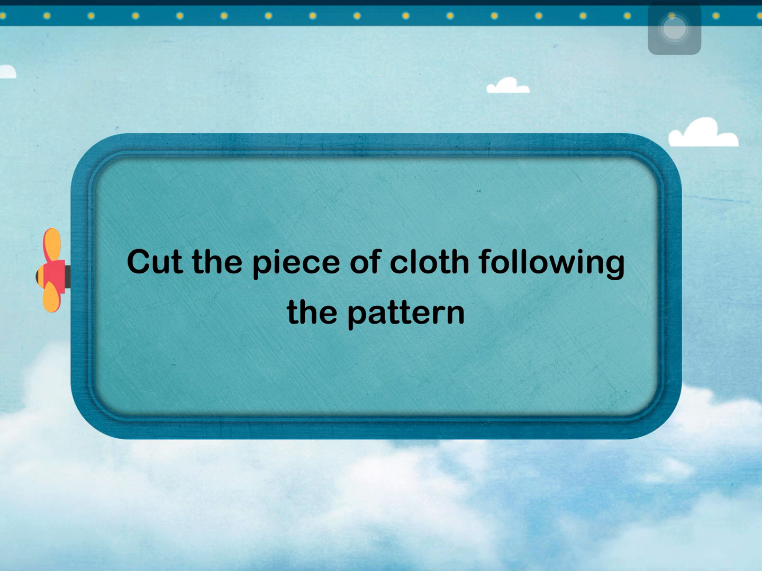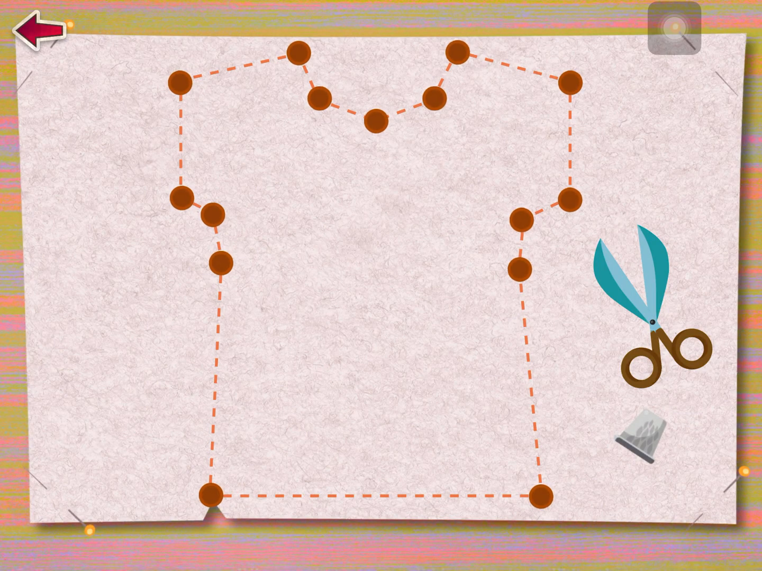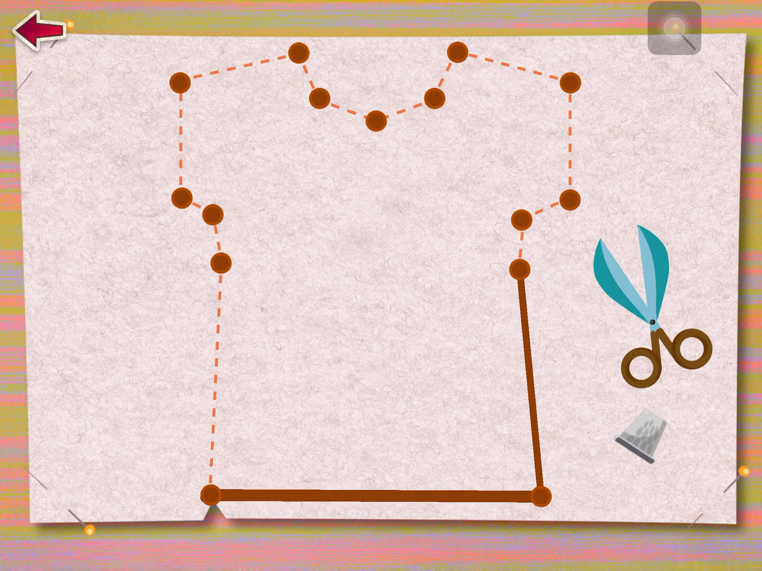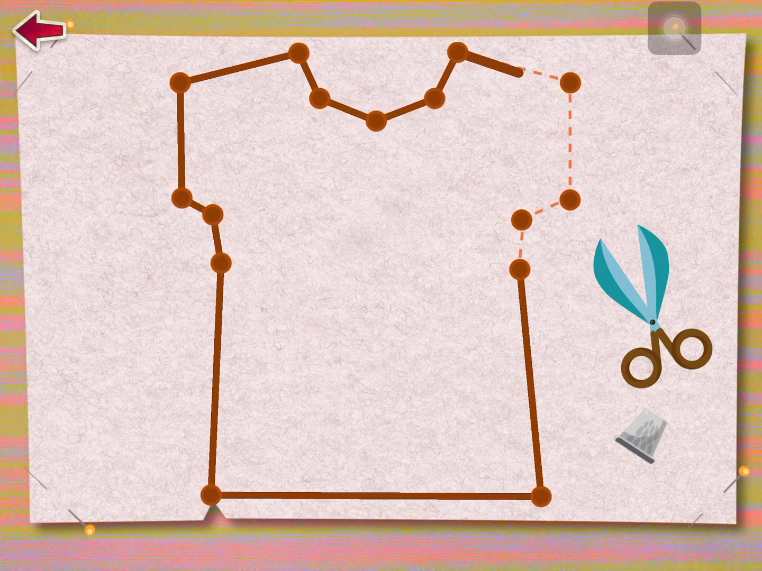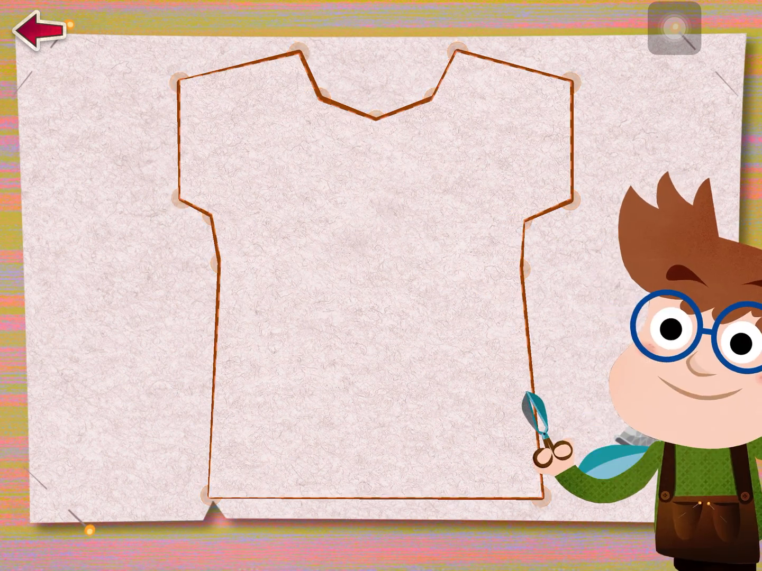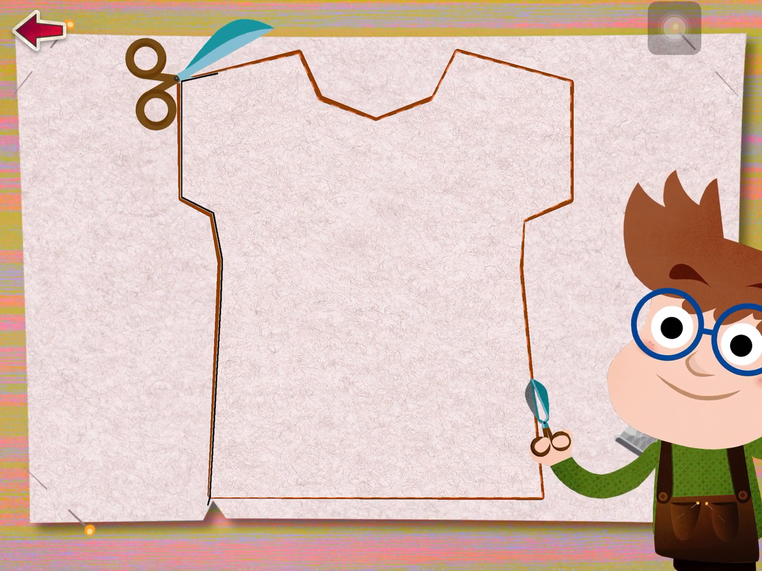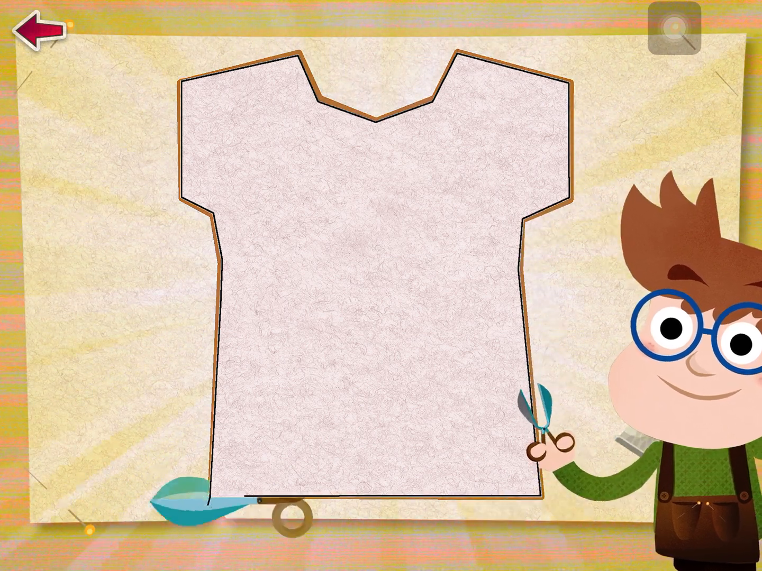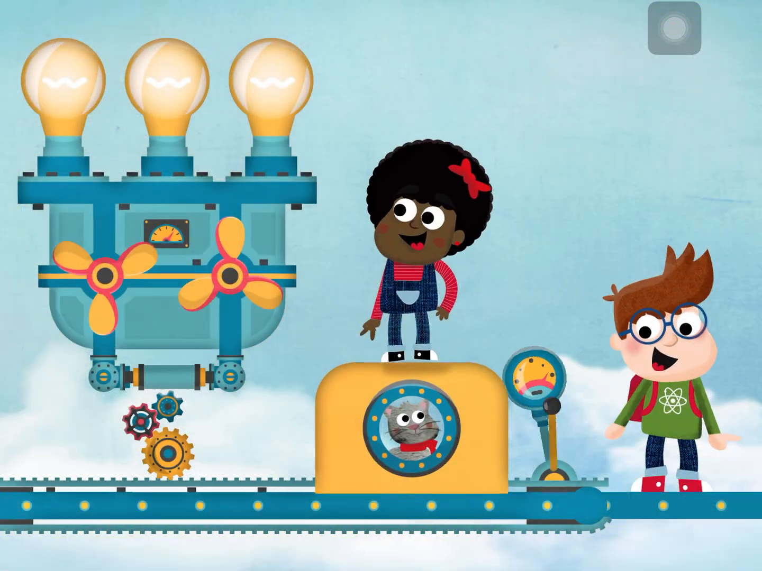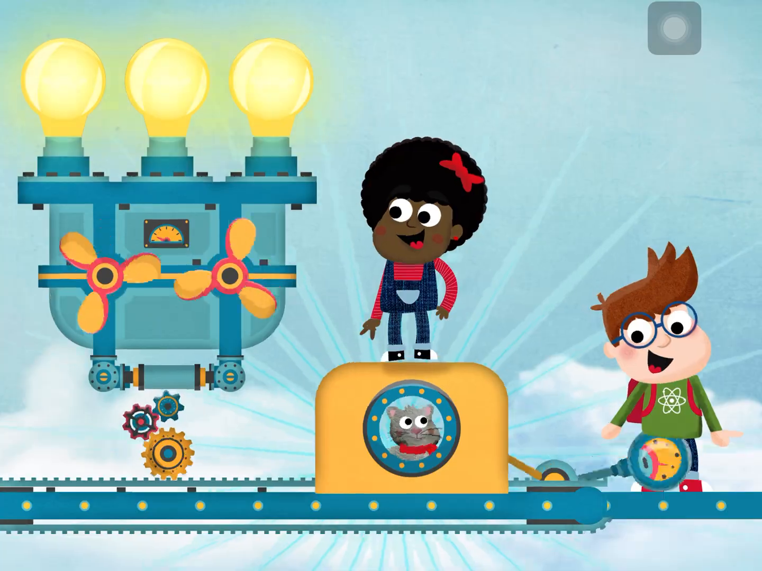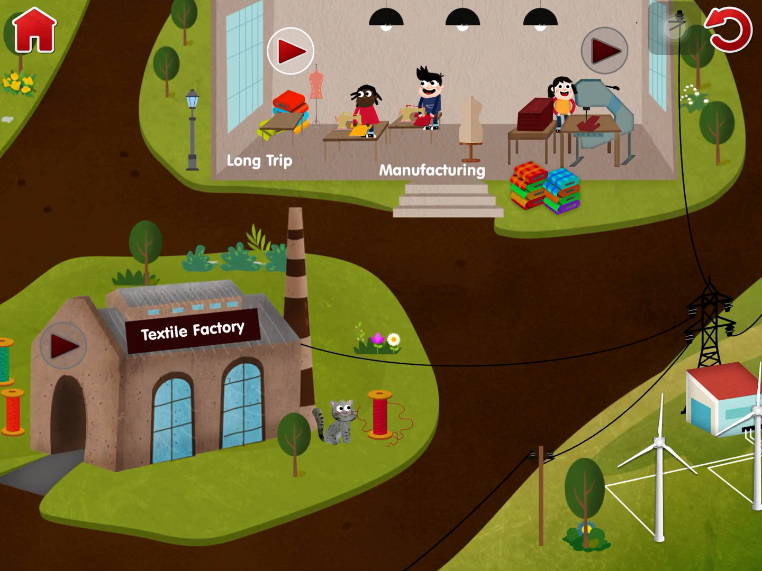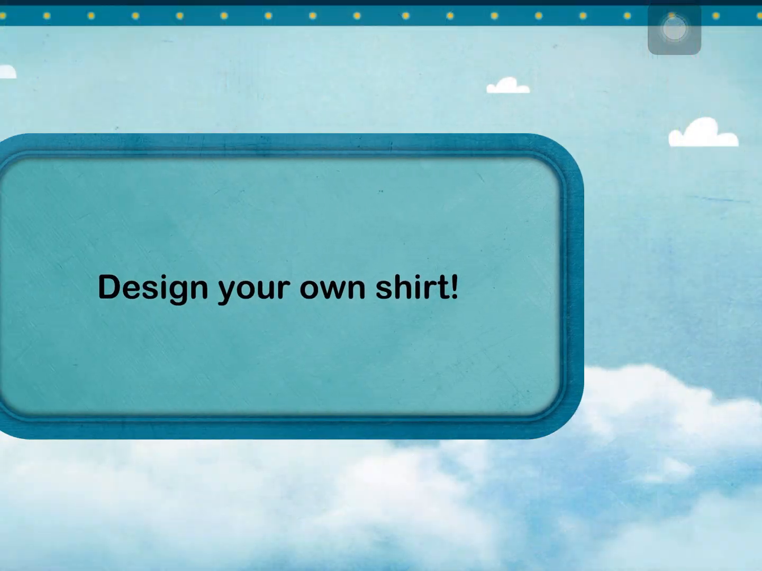Cut the piece of cloth following the pattern. Design your own shirt.